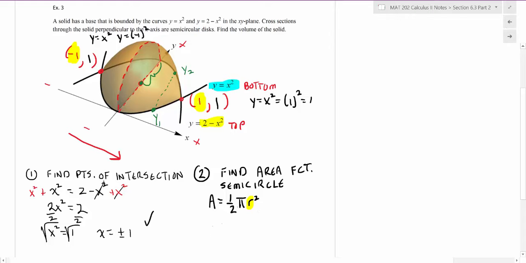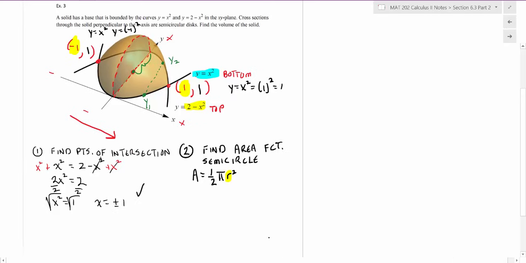So what you would end up having for your radius, and I'm going to move this up a slight bit here and kind of go over to the side, because really we got to figure out the radius. Okay, and what that's going to be is half the distance from y2 to y1. So that's really giving you 1/2 the difference of the upper curve, which would be 2 minus x squared.